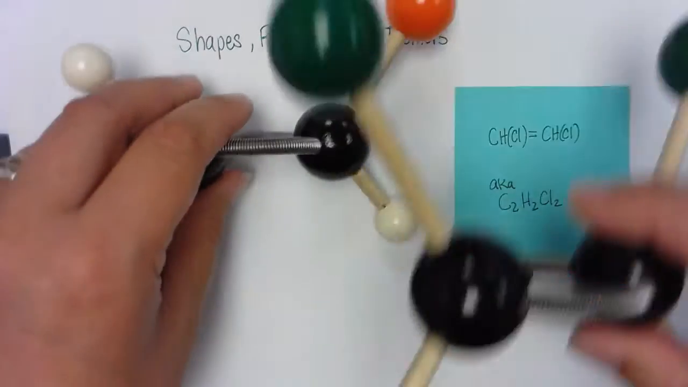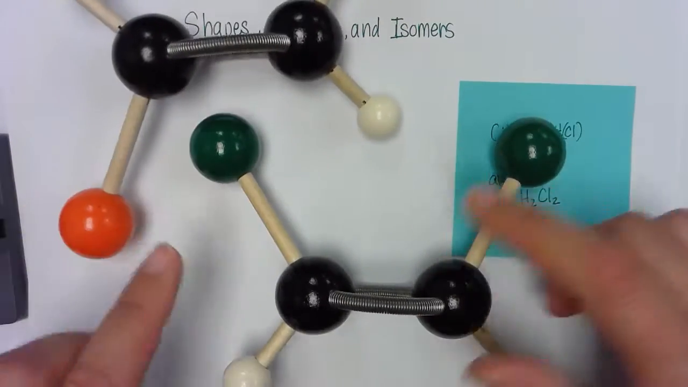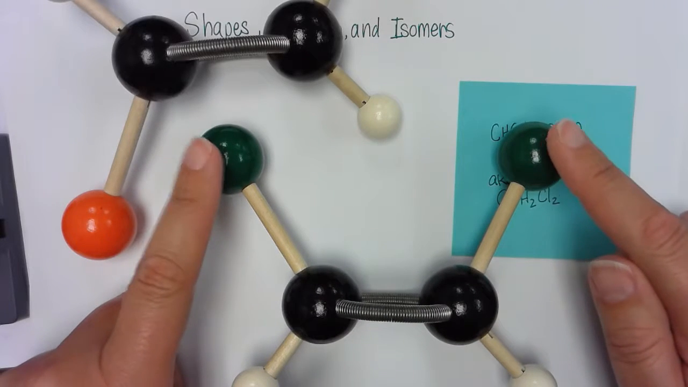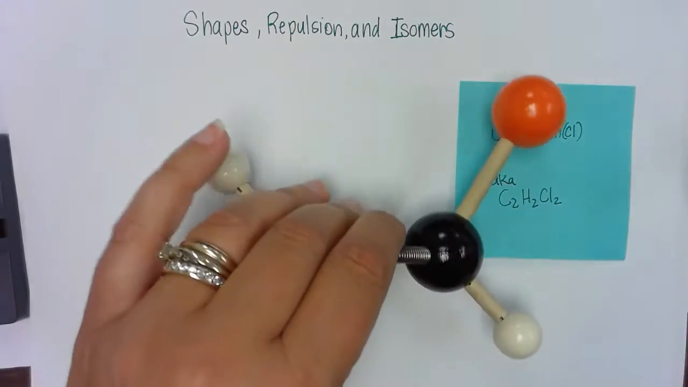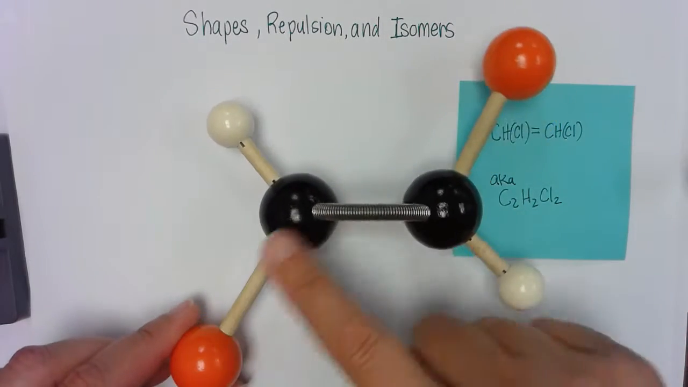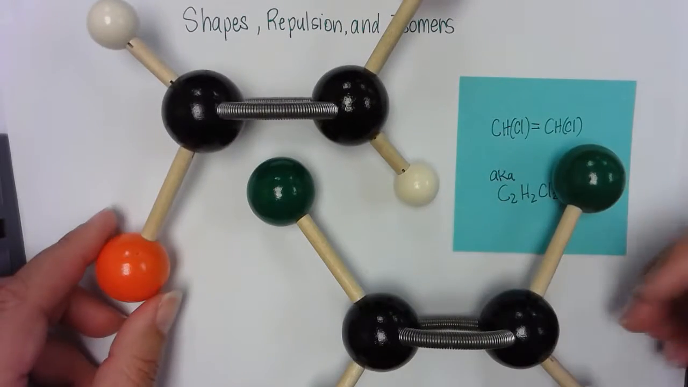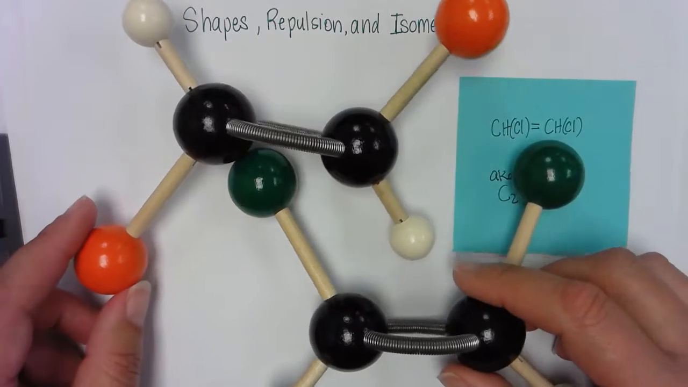So we have 2 different ways of needing to name these. If you look at the one where they're on the same side, when items are on the same side, this is called cis. So it's the same side, it's cis. When they're opposite, this is called trans. And you can see that they are isomers. They're built with the same molecules. They just have different arrangements.